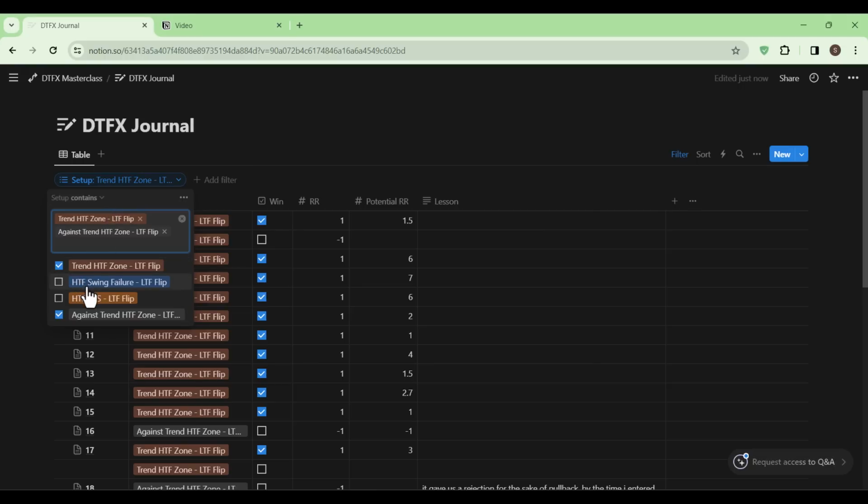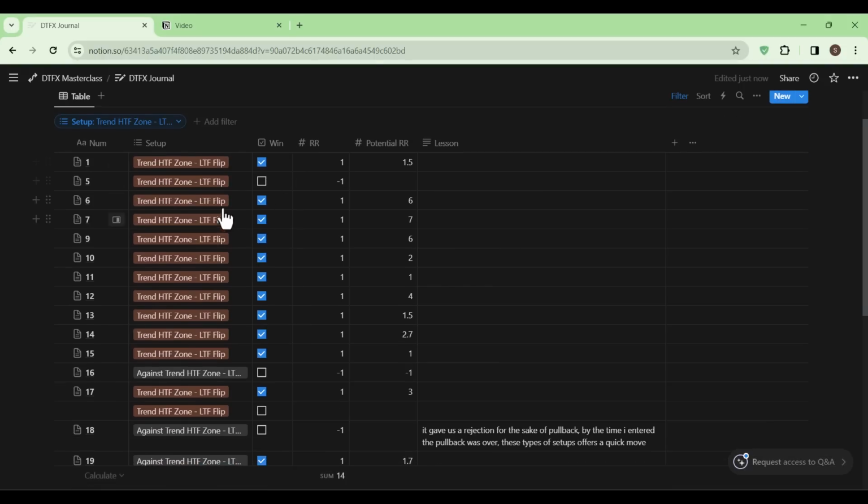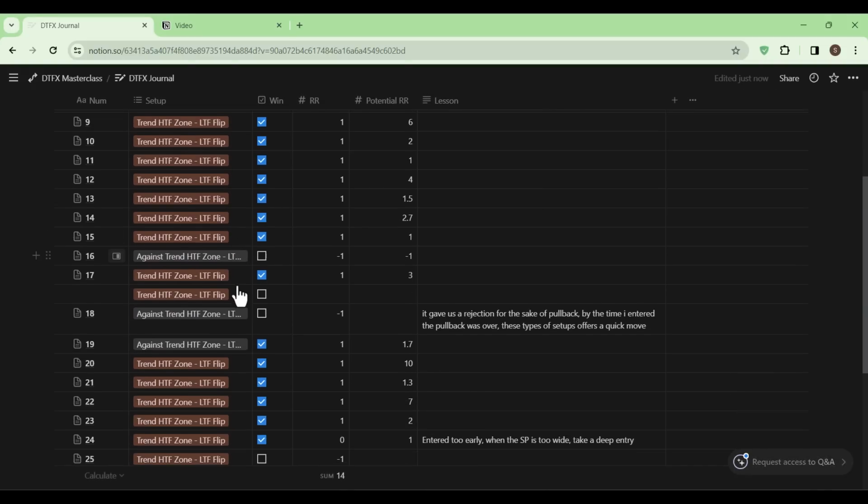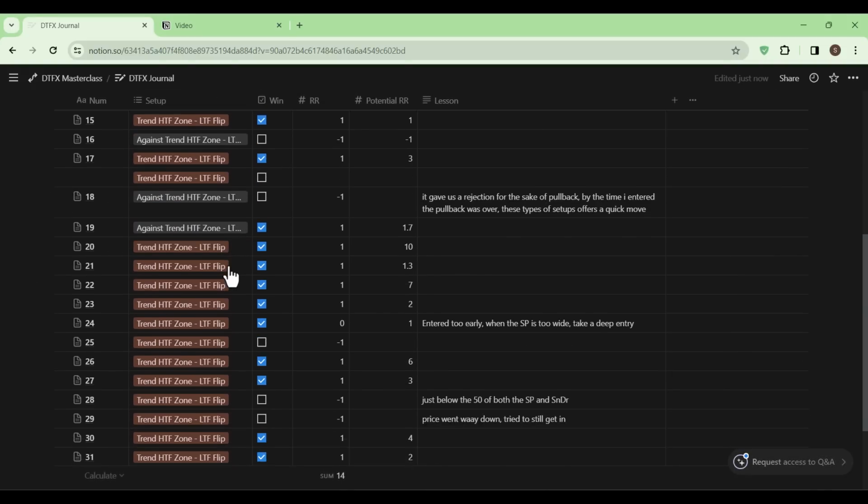I have a higher time frame swing failure with lower time frame flip, but we're gonna focus only on these two. Sometimes I use these two setups, but I mainly use this one and this one. And as you can see, 90% of the trades are with the trend, higher time frame zone and lower time frame flip. As you can see, sometimes I take against the trend trades.